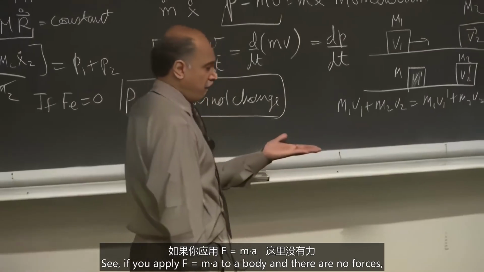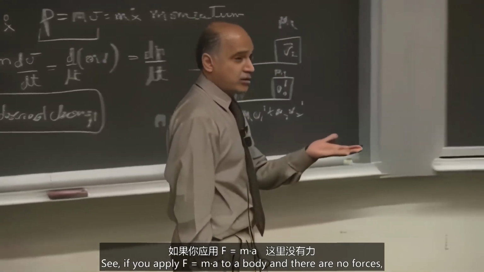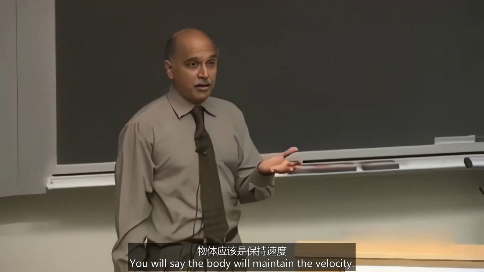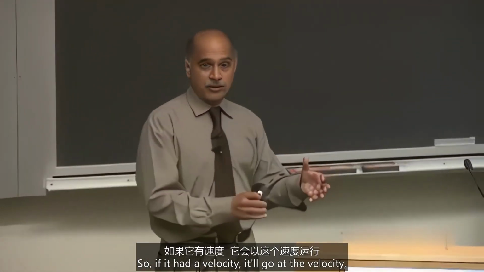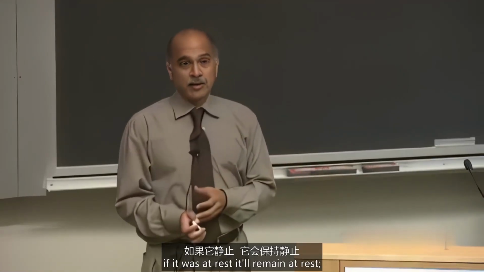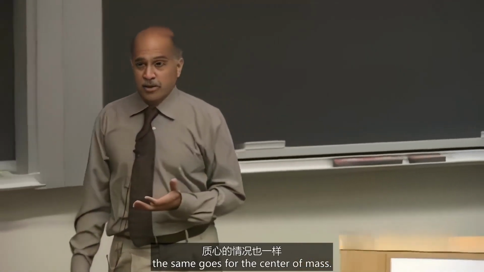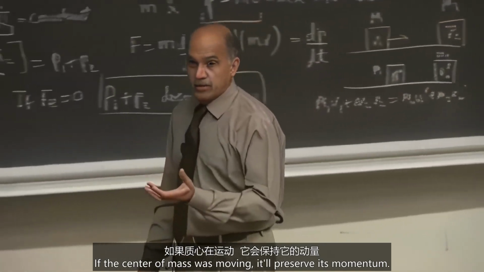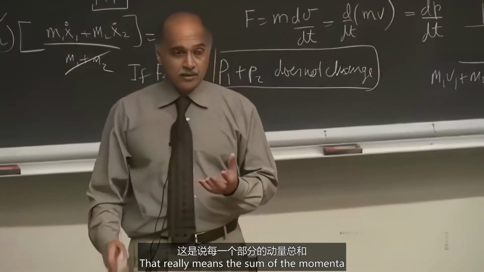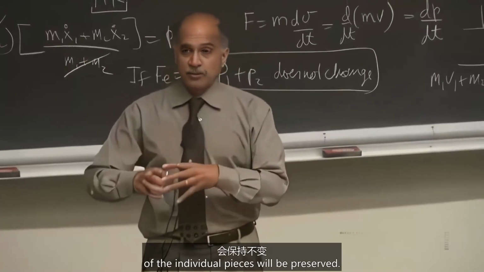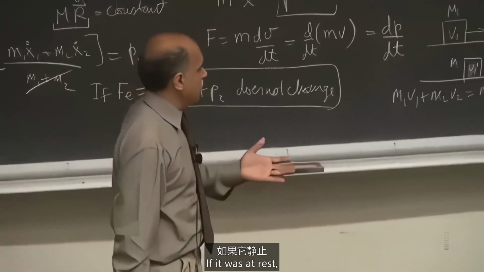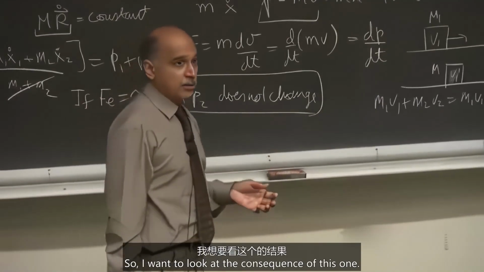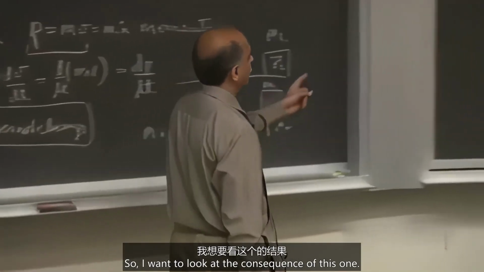See, if you apply F equal to ma to a body and there are no forces, you cannot say the body will be at rest. You will say the body will maintain its velocity. So if it had a velocity, it will go at that velocity. If it was at rest, it will remain at rest. Same goes for the center of mass. If the center of mass was moving, it will preserve its momentum. That really means the sum of the momenta of the individual pieces will be preserved. If it was at rest, since the external force is 0, it will remain at rest. So I want to look at the consequence of this one.